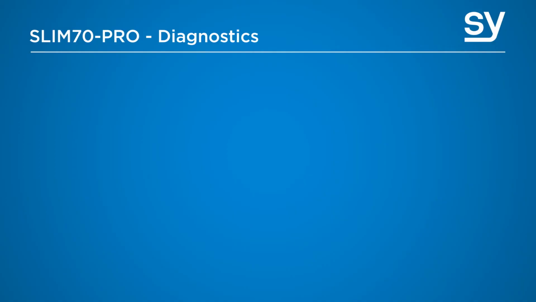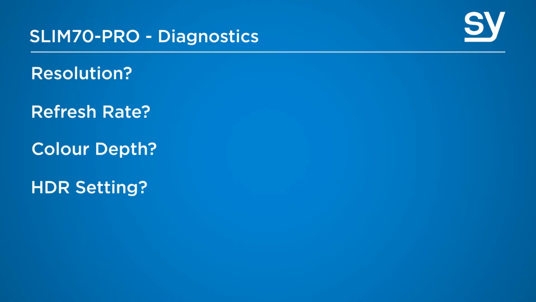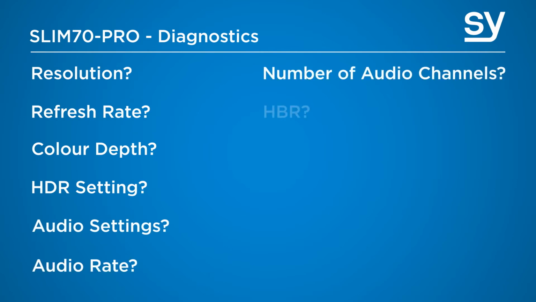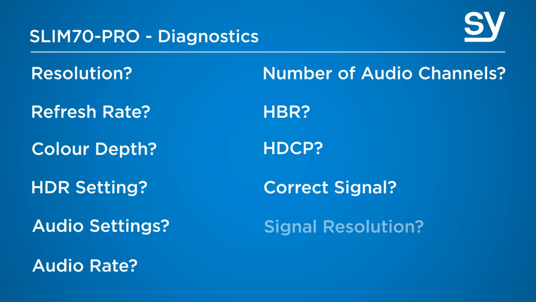Also, you can get information about the input HDMI signal, such as resolution, refresh rate, colour depth, HDR setting, the audio settings, the audio rate, number of audio channels, HDR and HDCP. Are you sending the correct signal in the first instance? What resolution is it? Is it sending stereo or multi-channel audio? These are all important questions that we need to have answered, and the SLIM70 PRO can tell you the answers.